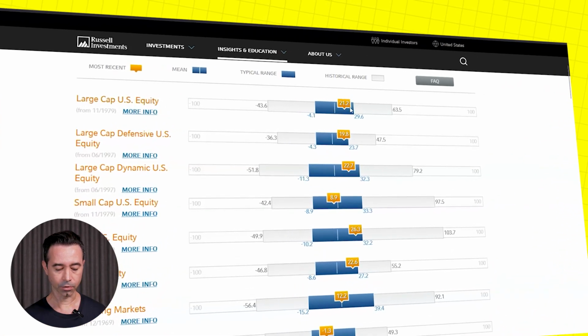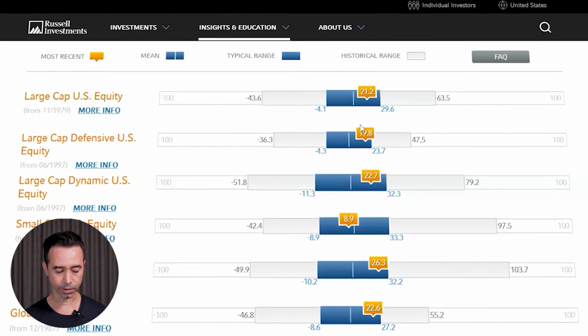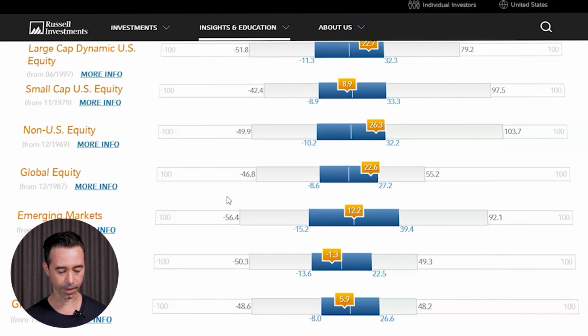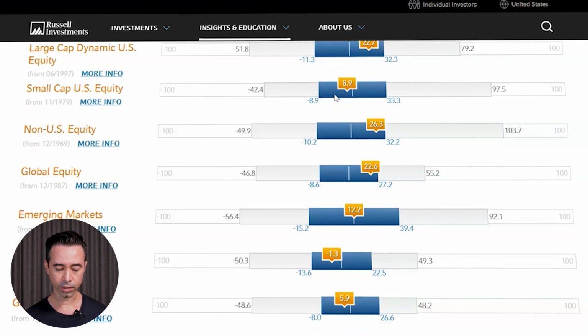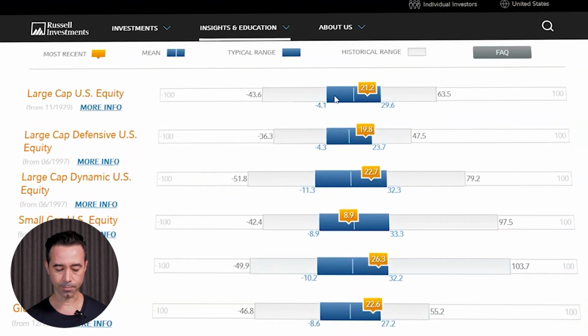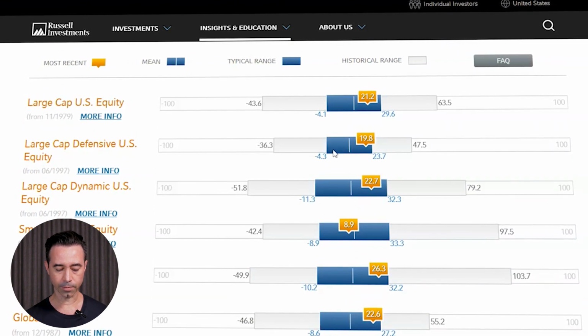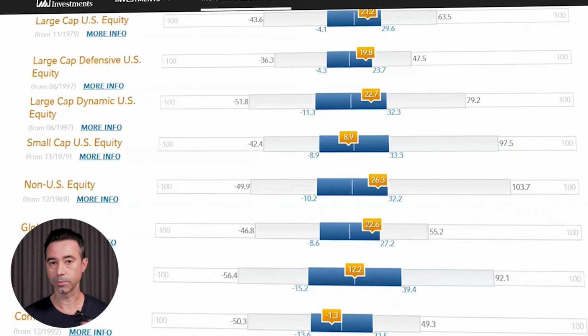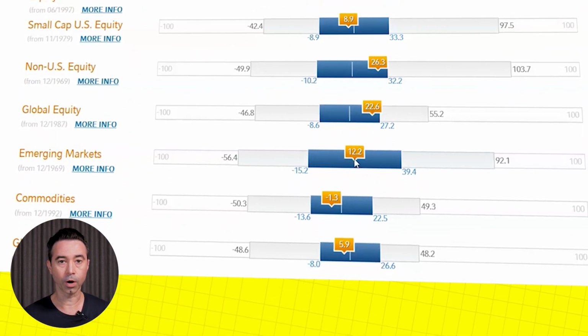As we can see, large cap is in the upper part here. Large cap defensive is in the upper part. Large cap dynamic equity, don't worry about that. Small cap is actually lower. And this line, by the way, is the median. If you're below the median, maybe you're a little cheaper than usual, and there's something called reversion to the mean, where these prices may get closer to the middle. So we can see global equity is high, emerging markets is in the middle.